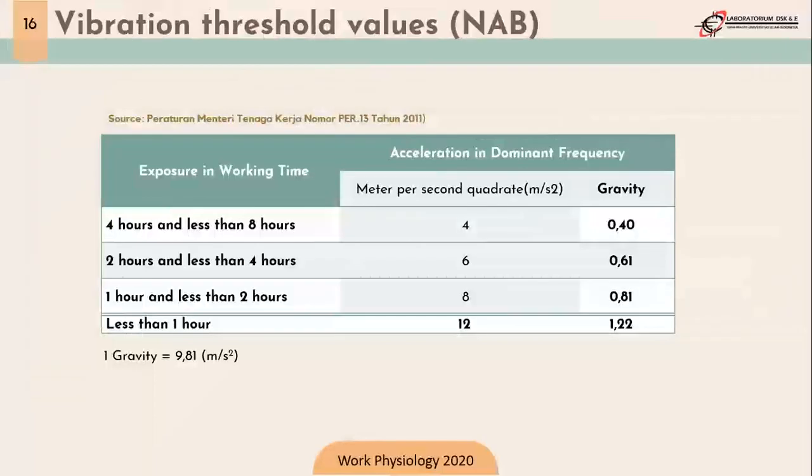Same as before, we know humans have limitations. There are some threshold limitations of the vibration exposure. Actually, vibration is influenced by the frequency and intensity of the vibration itself. Frequency is measured in hertz, and vibration intensity can be measured in various ways, for example, amplitude, acceleration, speed, and the height of vibration placement. Based on the table, there is a vibration limitation based on the working time that is exposed to vibration.